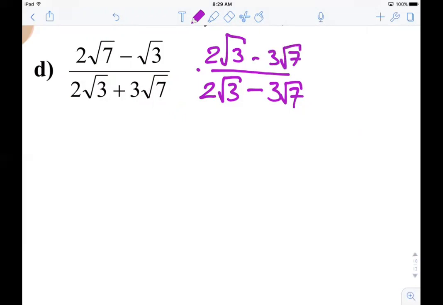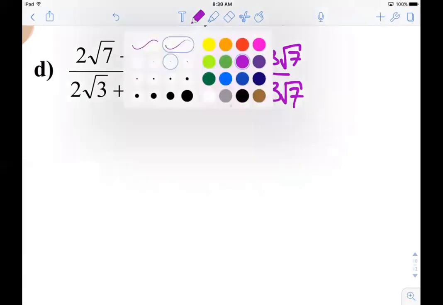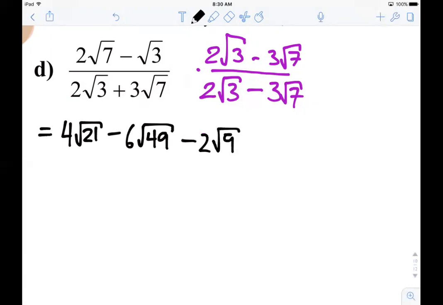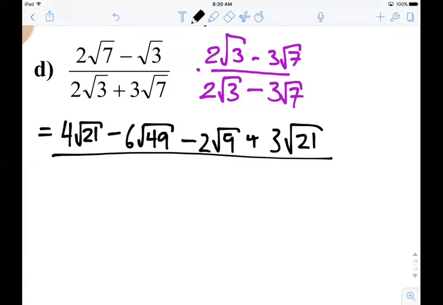So that means I'm going to have some complex multiplying to do on top of all of this. But in the end, it will produce something that does not have any radicals on the bottom. That's the goal. So let's start to multiply now. On top, we get 4 root 21 minus 6 root 49 minus 2 root 9 plus 3 root 21. That's what's happening on top.